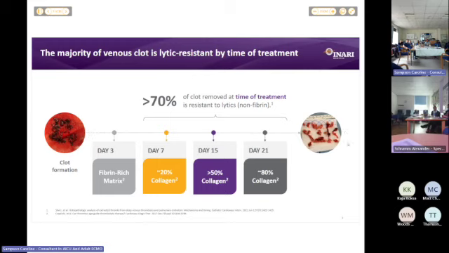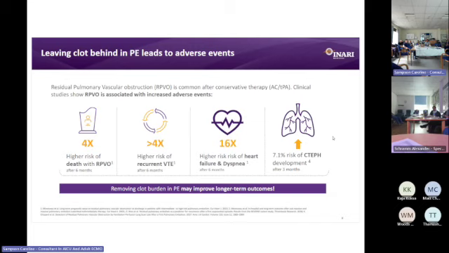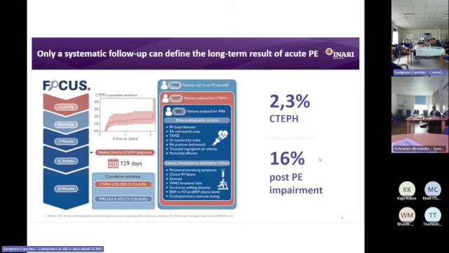And so the patient may have had symptoms for ages, and then it's an acute or chronic deterioration they've experienced. And so it's a lot of this collagen type clot which we're managing to extract as well. Obviously, if you do leave a lot of clot behind, there's an increased risk of death, increased risk of heart failure, as well as increased risk of CTEPH, or chronic VTE, leading to right heart impairment.